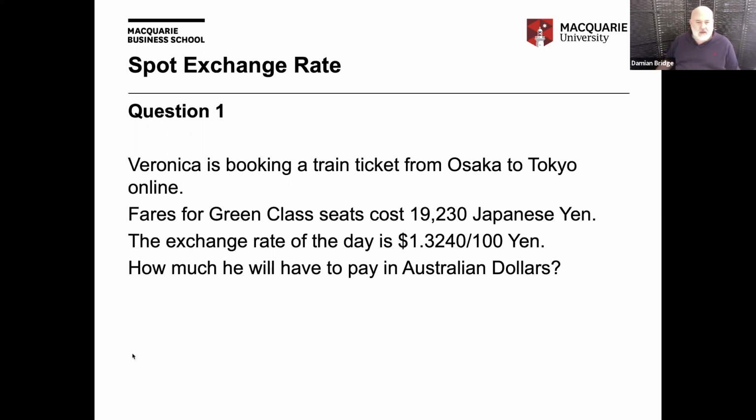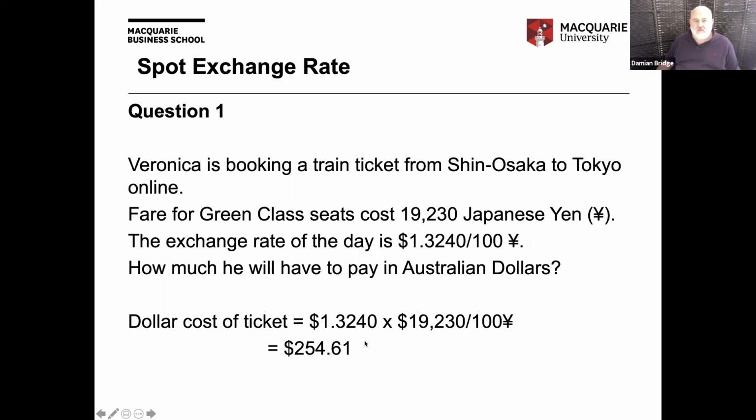So what's happening here is effectively 19,230 divided by 100 yen. That will tell you how many units of 100 yen we have, because our exchange rate was per 100 yen. Then times it by the exchange rate, and we are going to get $254. Okay, so hopefully that's a pretty straightforward type of question.